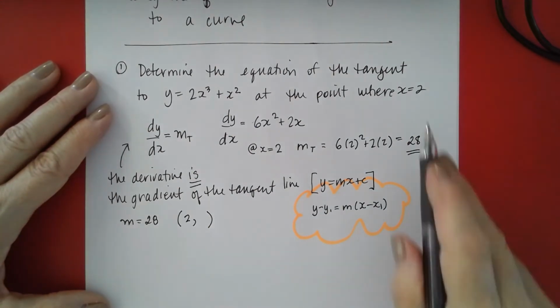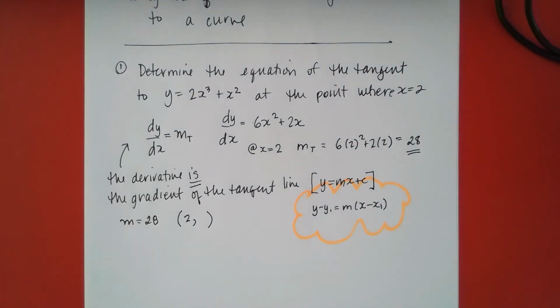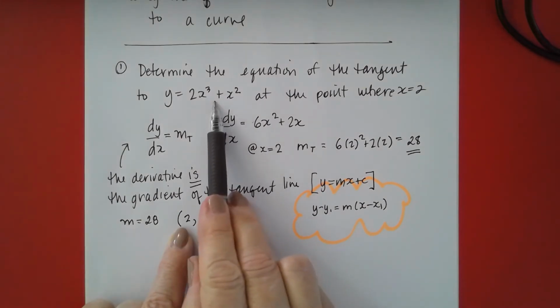They gave me 2. That's the only point I know that's on this line. So it's 2 comma something. How do I get the something? x equals 2. How do I figure out what the y is? Sub into the original, right?